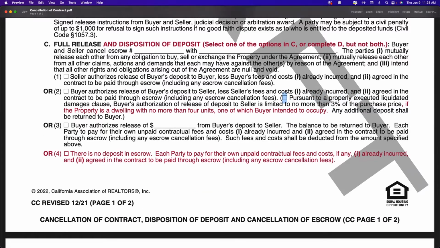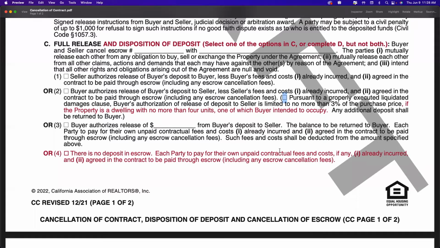The third choice, buyer authorizes release of blank amount. A lot of times we negotiate with the seller and say, hey, I have $10,000 there, but we'll give you $5,000 if you'll let us cancel, right? So you put that negotiated amount in there so that they know that's what you're going to release. Everything else gets returned to the buyer, okay?